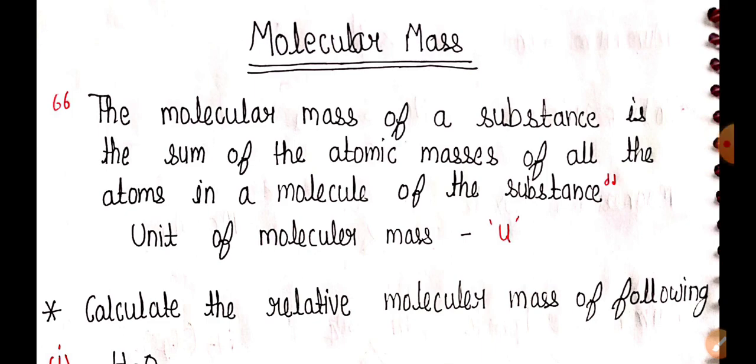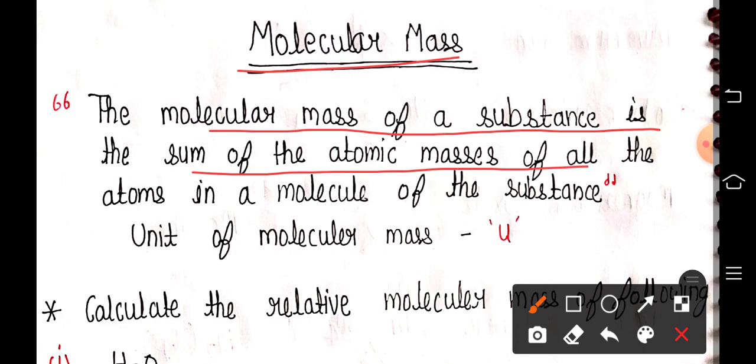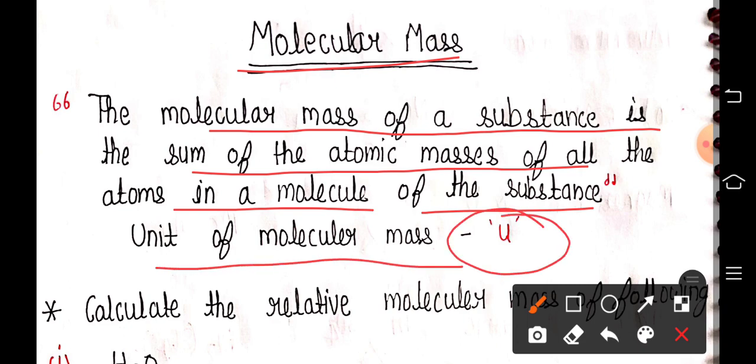हमारा है एटम एंड मॉलिक्यूल्स। इन दिस चैप्टर टुडे वी विल डिस्कस अबाउट मॉलिक्यूलर मास। फर्स्टली वी सी definition of molecular mass. The molecular mass of a substance is sum of the atomic masses of all the atoms in a molecule of the substance. Unit of molecular mass is equal to U.